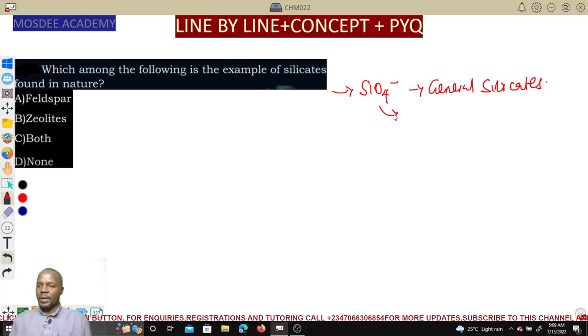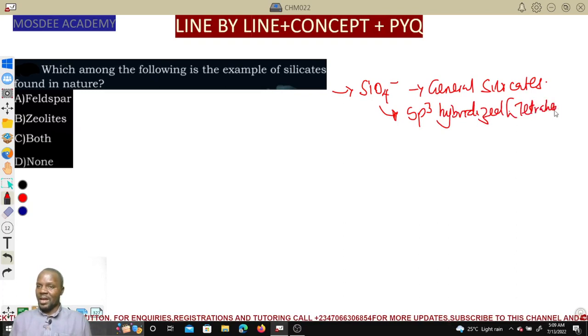Most of them have sp3 hybridization. That is true, and it is important. Because of that, the shape will be a tetrahedron. That is the way they have drawn it.